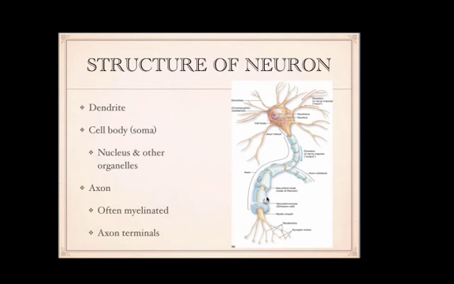In this case, the picture shows a myelinated axon. It's coated with this sort of bluish white covering, and we'll talk more about what that is. And last but not least, the axon has these little terminal buttons at the end, these little rounded projections where it branches off, and we'll talk more about those as well.